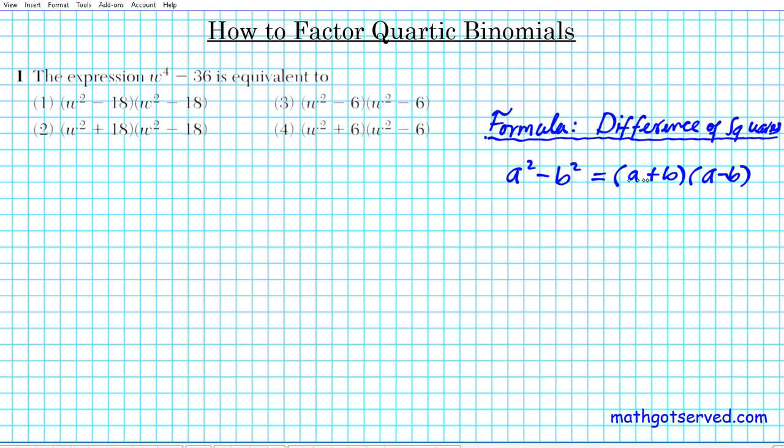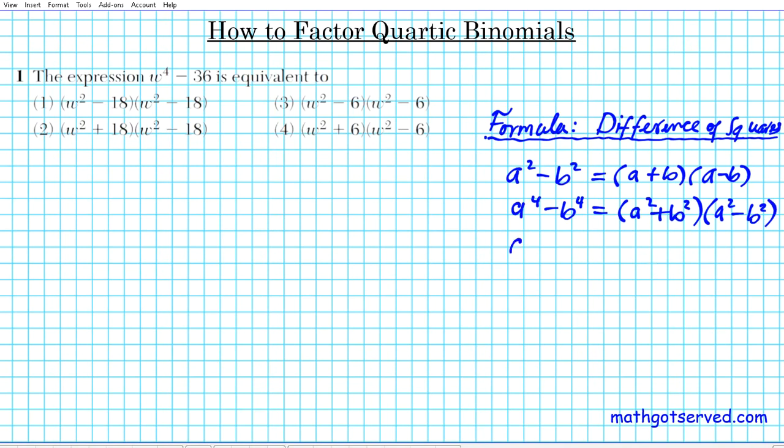Now we can extend this formula to any difference of binomials where the powers are even and the same. Check this out. What if we have a to the fourth minus b to the fourth? All we'll do is square root these terms and express them as a sum and a difference. So if I square root the first term, I get a square. If I square root the second term, I get b square. So a square plus b square times a square minus b square.